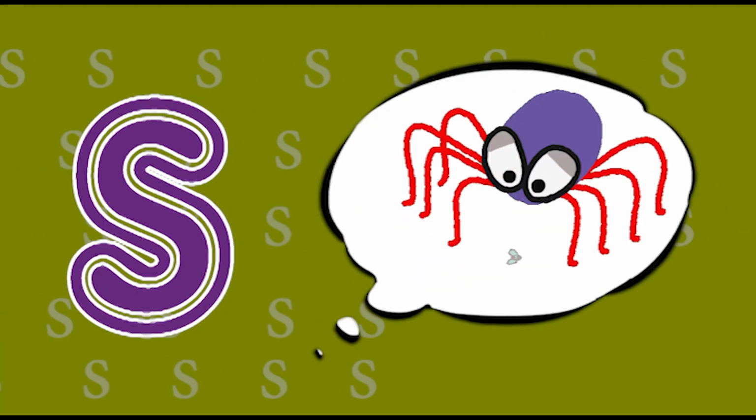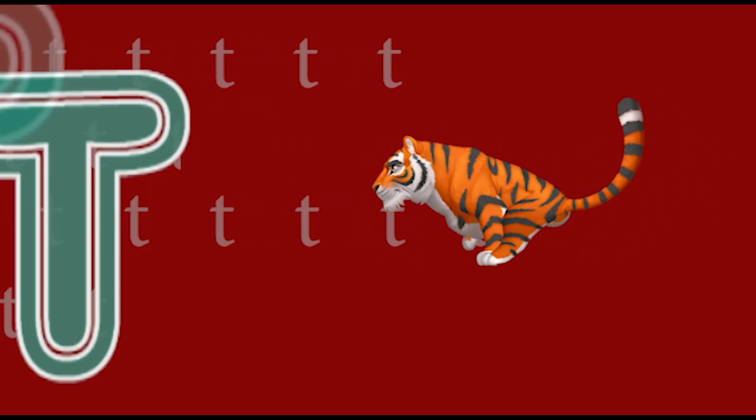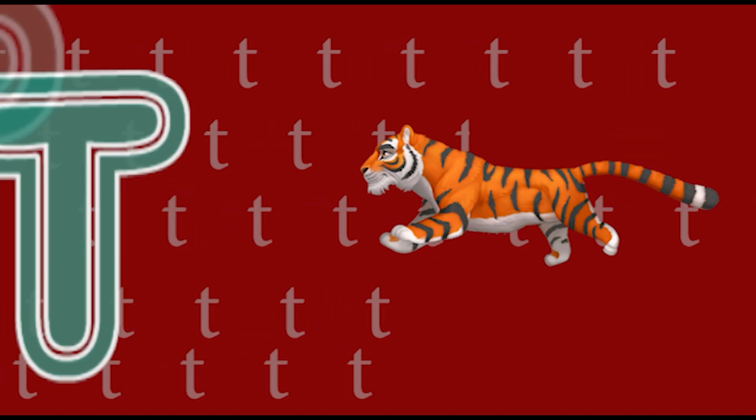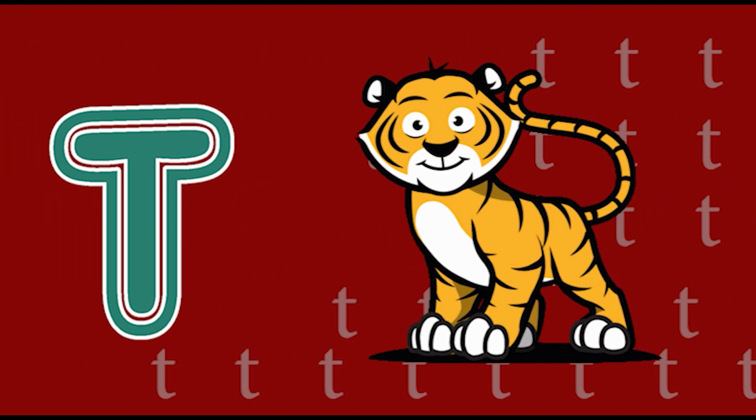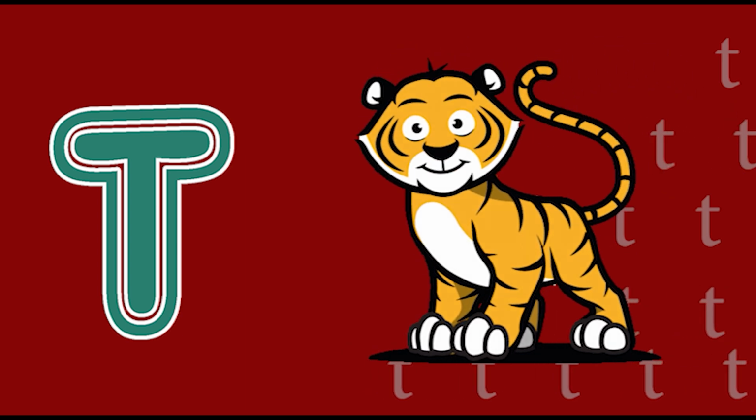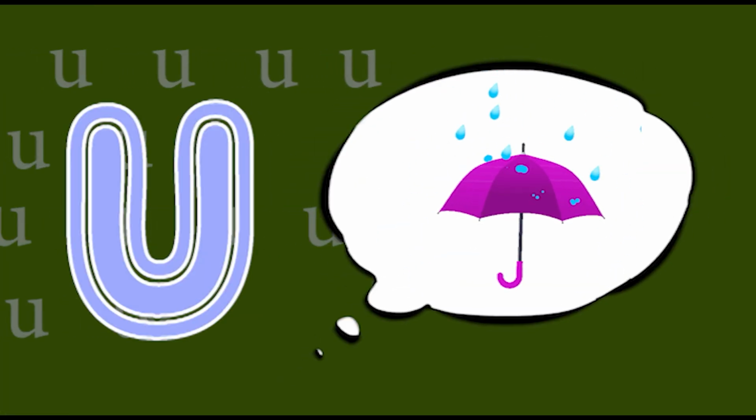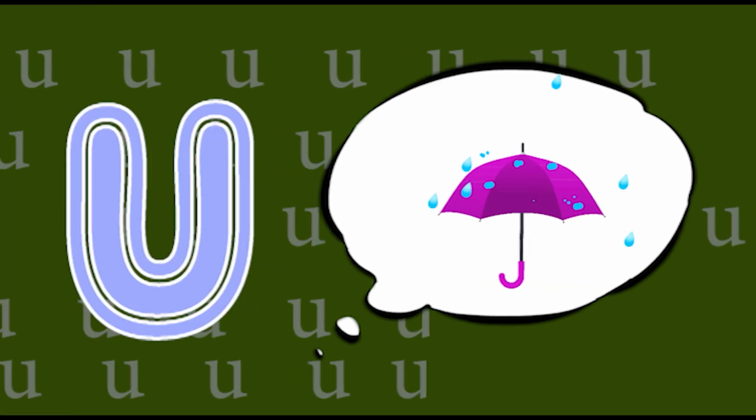Spider. S, spider. T is for tiger. Tiger. T, tiger. U is for umbrella. Umbrella. U, umbrella. V is for violin.